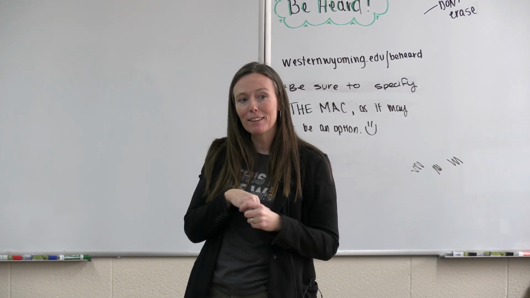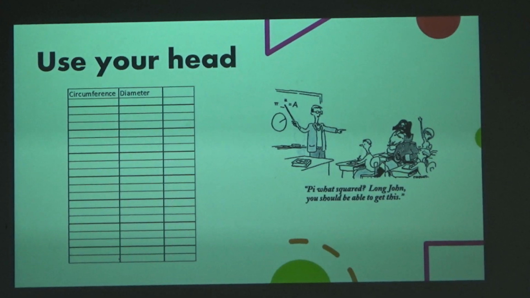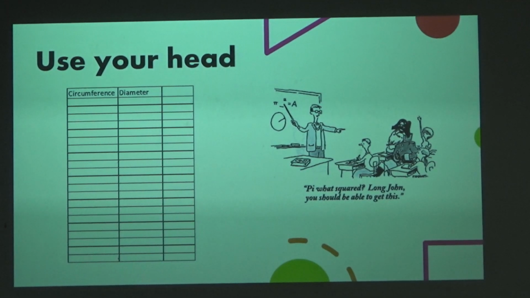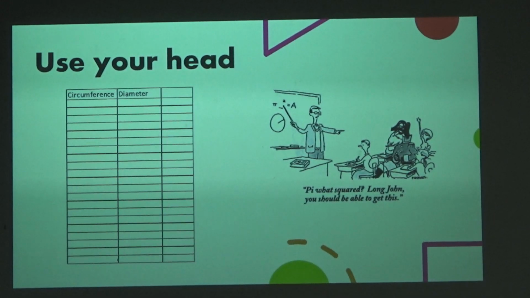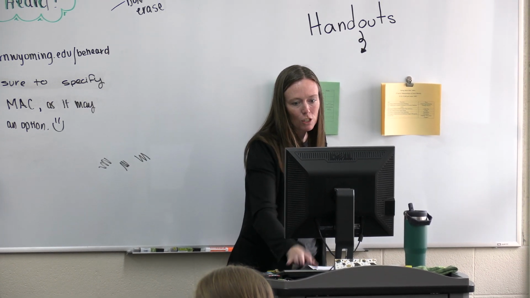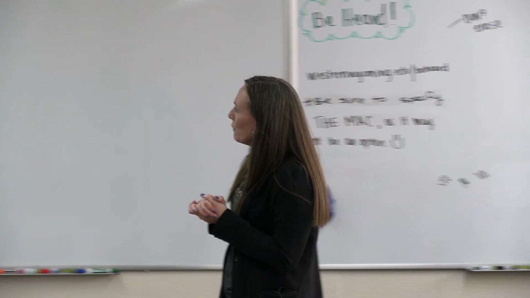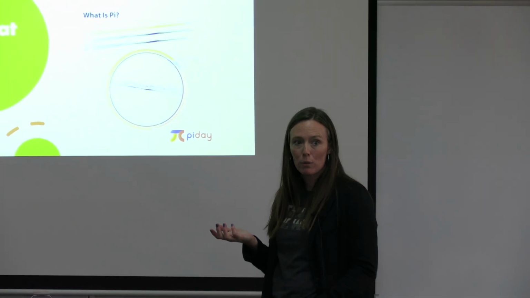Do you guys get the cartoon? There's a pirate sitting in class, and it says area equals pi what squared? Long John, you should be able to answer this. R, yes? Pi r squared is your area. So, yeah. So what is pi? If you look at this, it's going to be the circumference divided by the diameter, and it's about 3.14.